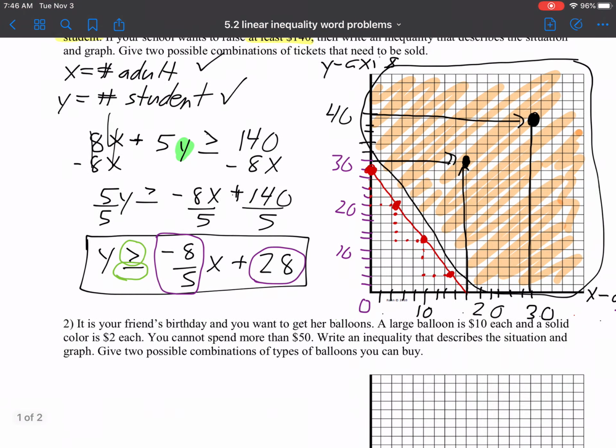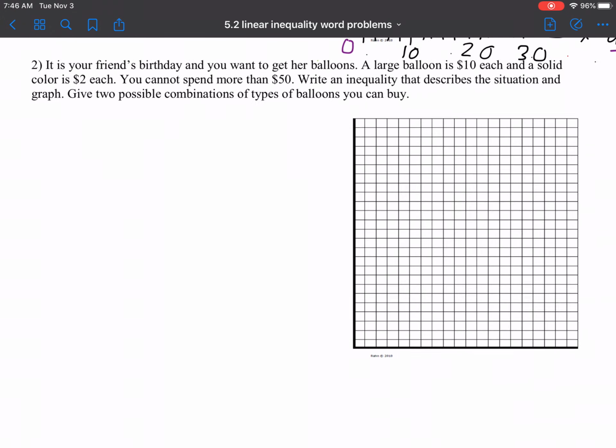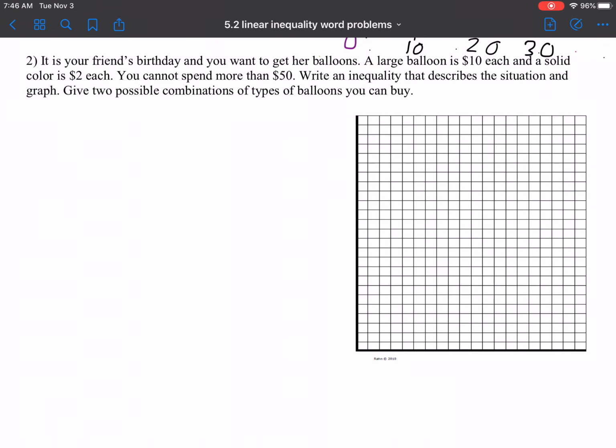Let's take a look at number 2, and then like I said, I'm going to have you do 3 and 4 on your own as practice. Number 2 said, it's your friend's birthday, and you want to get her balloons. A large balloon is $10 each, and a solid color is $2 each. You cannot spend more than $50. Write an inequality that describes the situation, and then give 2 possible combinations of balloons you could buy.